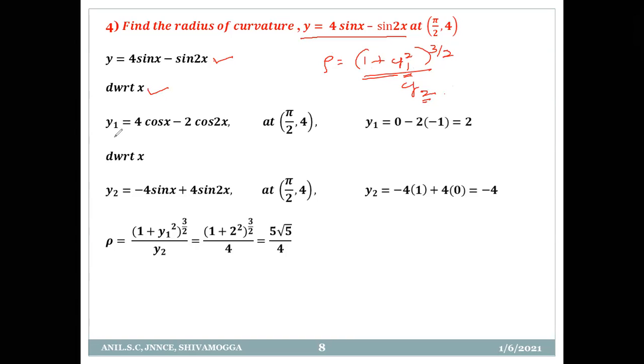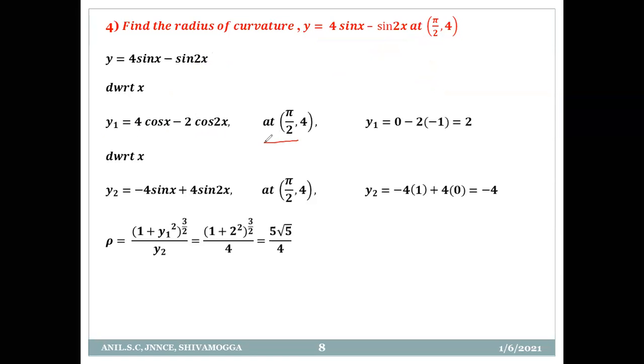Derivative of y is dy by dx or y1. 4 is constant, keep it as it is, this 4. And derivative of sin x is cos x. Minus derivative of sin 2x is cos 2x into derivative of 2x with respect to x, which is 2. So 4 cos x minus 2 cos 2x. And this derivative is required at (pi by 2, 4). X is equal to pi by 2 and y is equal to 4. Substitute.